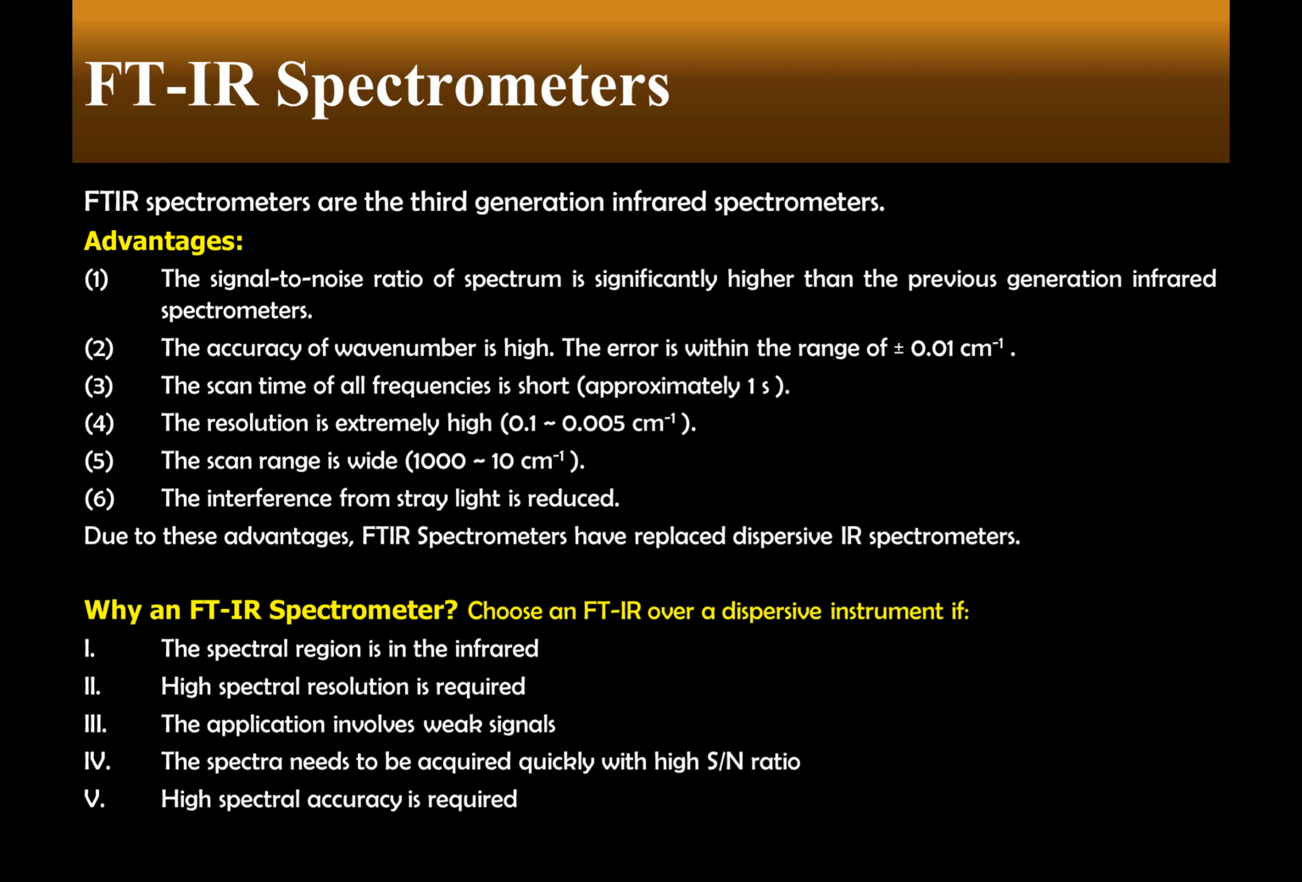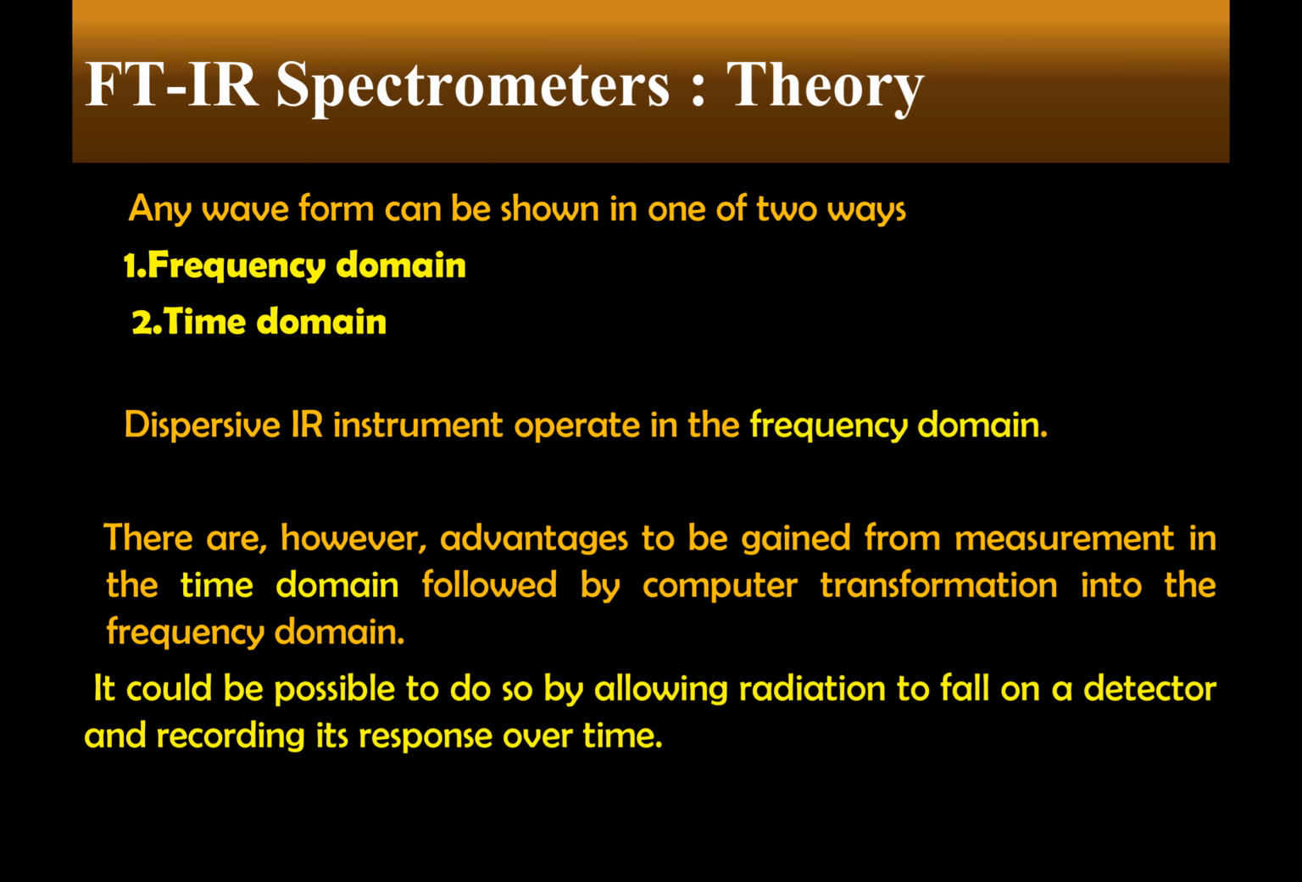Why do we choose an FTIR spectrophotometer over a dispersive instrument? Because the spectral region is in the infrared, high spectral resolution is required, applications involve weak signals, so you have to be very sensitive to even stress them. The spectra need to be acquired quickly with high signal to noise ratio, and high spectral accuracy is required. These are the reasons for the preference for FTIR spectrophotometers.